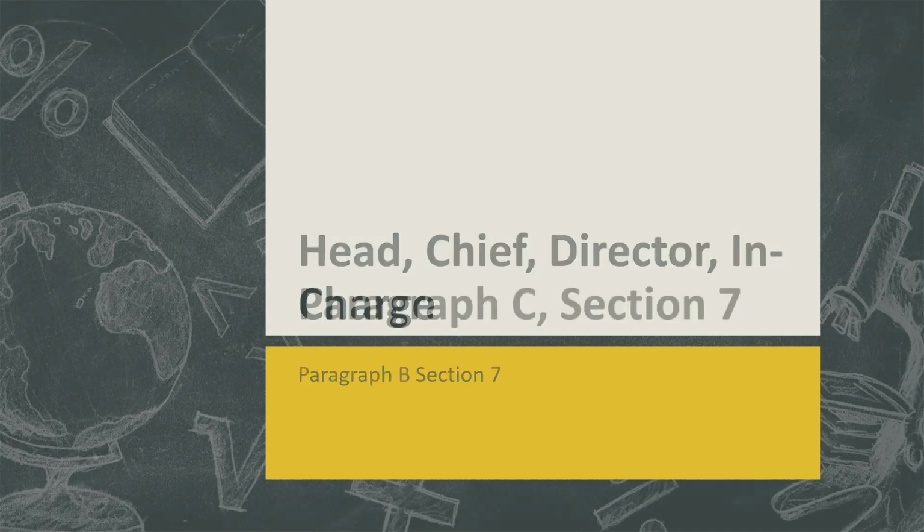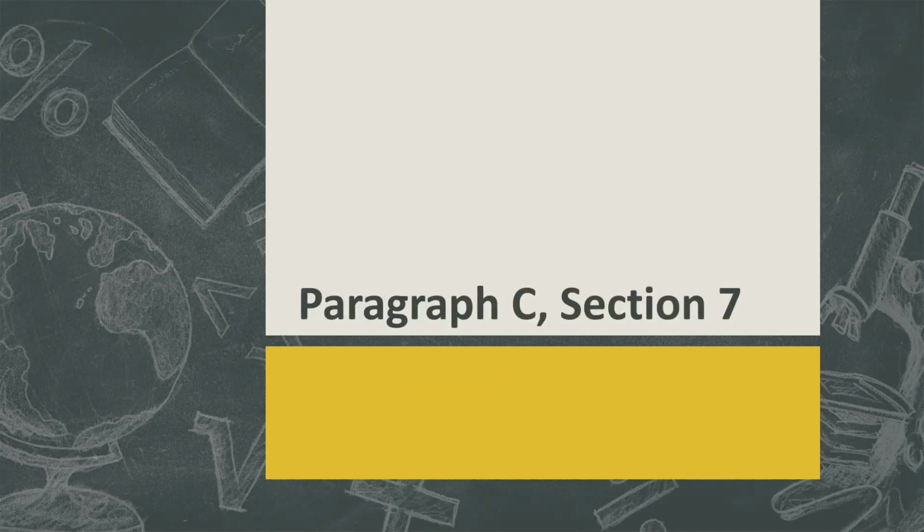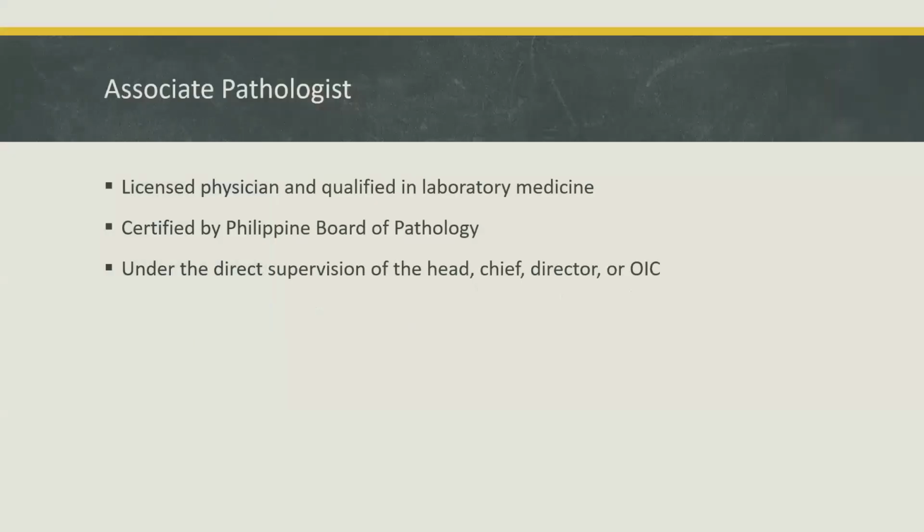Now, paragraph C, section 7, ano naman po ito? Ito yung mga personnel, no? These are the personnel in the laboratory. Okay? So the head is the pathologist, the chief pathologist. We have what we call the associate pathologist. Associate pathologist is a licensed physician in laboratory medicine or qualified in laboratory medicine, certified by the Board of Pathology, yung tatawag nating PSP, under the direct supervision of the head, the chief, the director, and the OIC. We have the chief pathologist and we have there your associate pathologist.